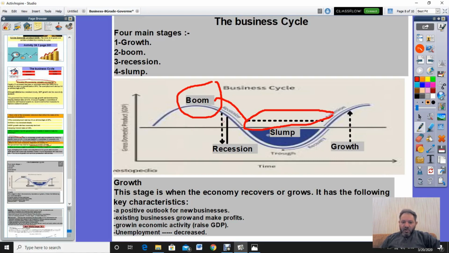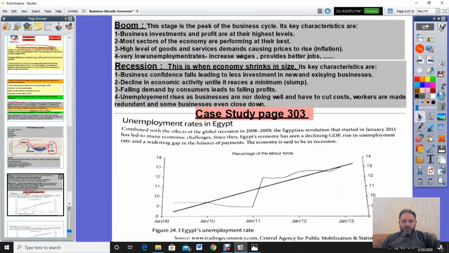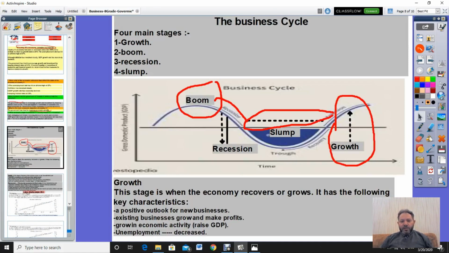So no increase, no decrease, slump, and here we see again the growth. We hope all our economy to grow. Let's go to the next slide. It's talking about the boom, the highest one, and we say that the boom has reached the peak of the business cycle.